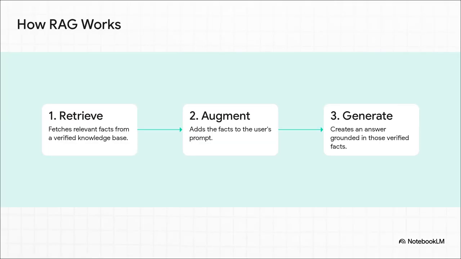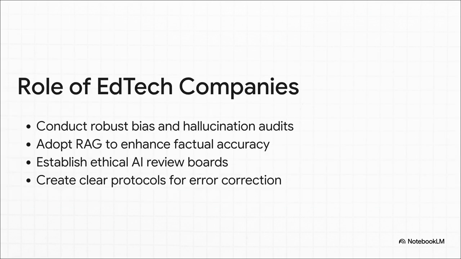So here's how it works, broken down into 3 easy steps. First, it retrieves. It goes and fetches the relevant facts from that verified knowledge base. Second, it augments. It takes those facts and adds them to your original question, giving it crucial context. And finally, it generates. It creates an answer. But now that answer is totally grounded in those facts it just looked up. Simple, but so powerful.